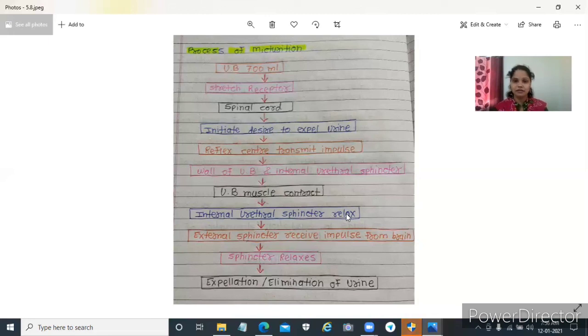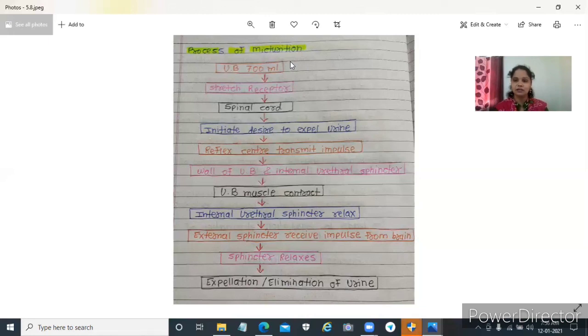In an earlier part we studied that there are two kinds of sphincter, the internal urethral sphincter as well as the external urethral sphincter. So the internal urethral sphincter gets relaxed when it receives that impulse. The muscles of the external sphincter, when they receive an impulse from the brain, get relaxed, and the result is the expulsion, the elimination of the urine. So this is the process of micturition.